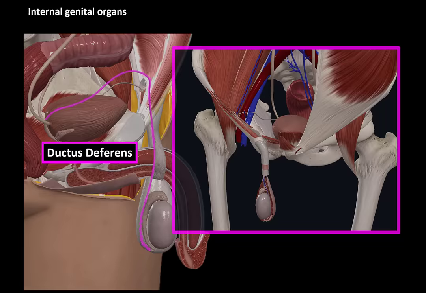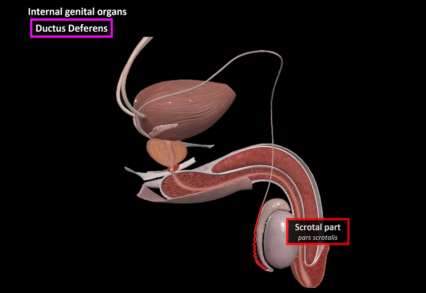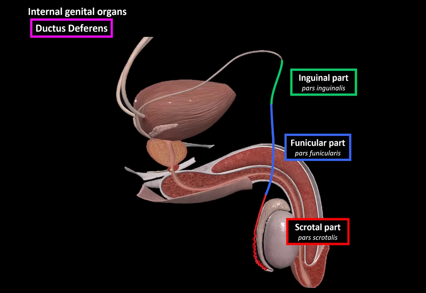Alright, now the ductus deferens has different parts according to its location. If it's in the scrotum, it's called the scrotal part. After the scrotal part, it goes within the spermatic cord, called the funicular part. Then it enters the inguinal canal through the superficial inguinal ring, getting the name inguinal part. Then it leaves the inguinal canal through the deep inguinal ring and enters the pelvis, called the pelvic part.